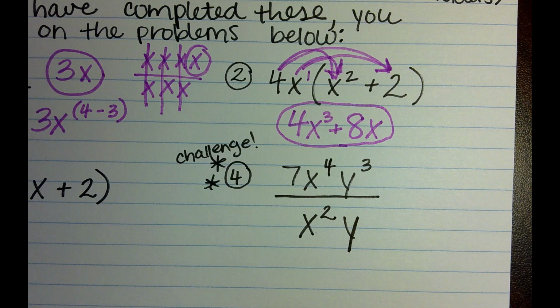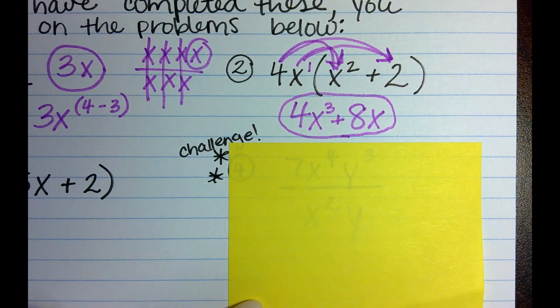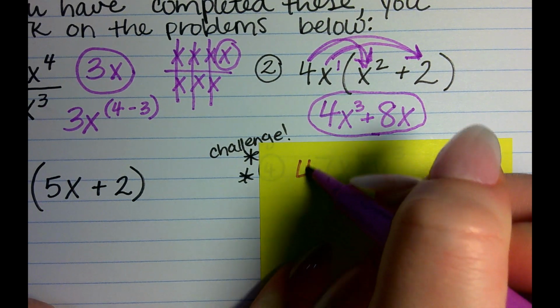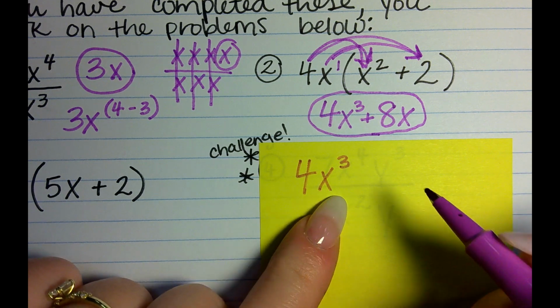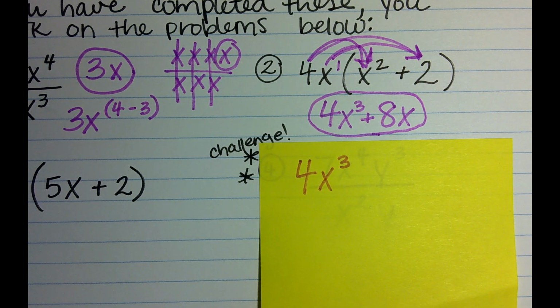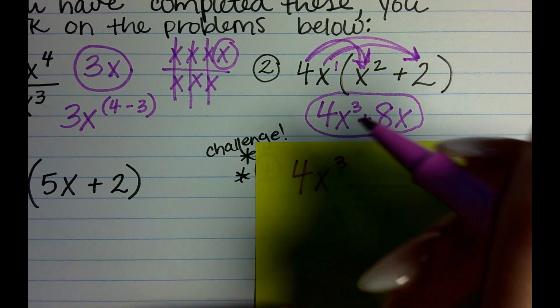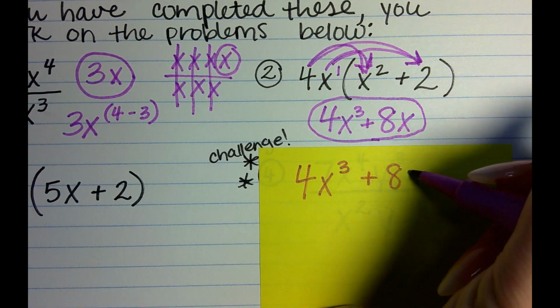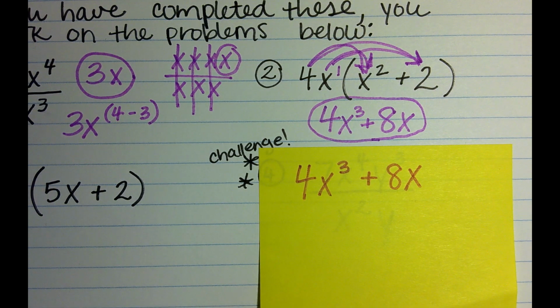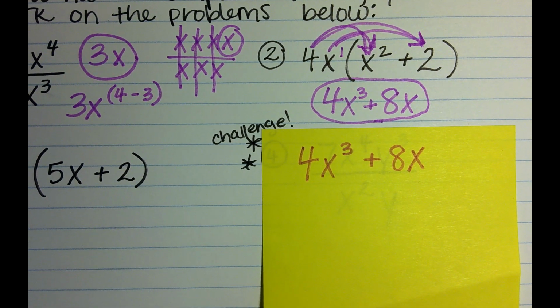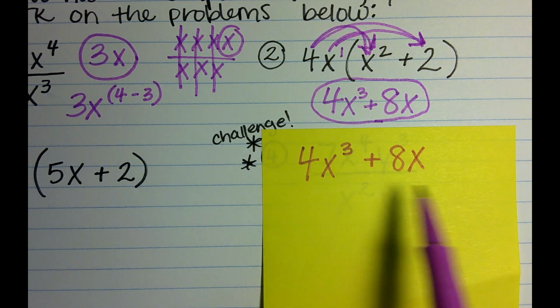I can show it just in case. Let me get a little sticky note out, so it's optional. So if I want to check my answer, I can work in reverse. I see that I have 4x to the third power. So our simplified form, we have 4x to the third power plus 8x. That's the answer we just got. And how would we check our answer? How do we make sure this is correct?